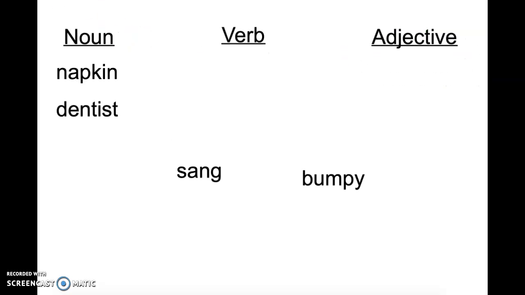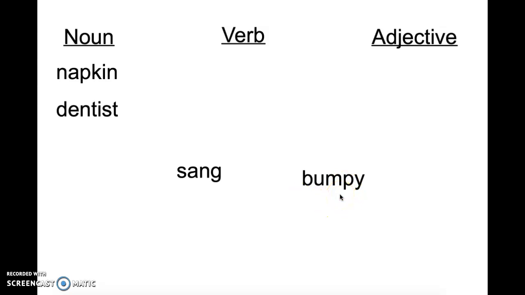All right, well, I put two more words up here. They are sang and bumpy. So now if I'm going to think about my noun, my verb, or my adjective, remember verb is an action and an adjective describes something.